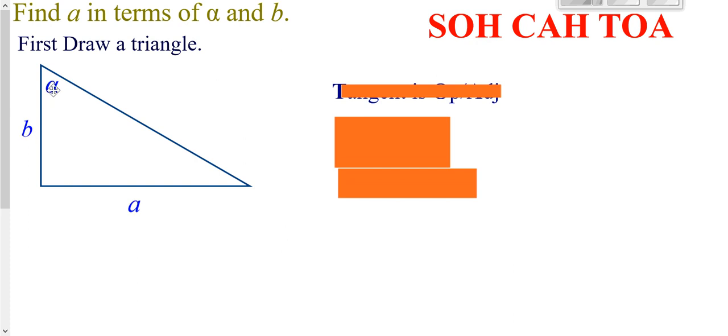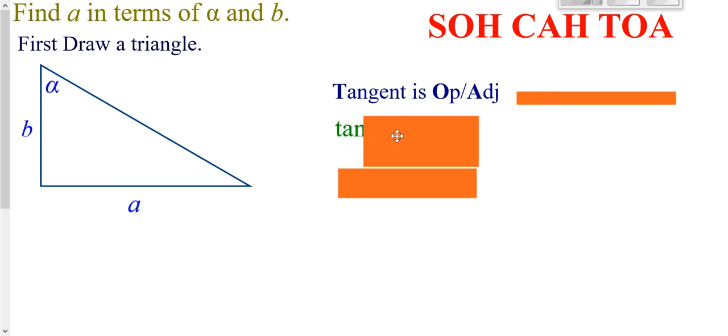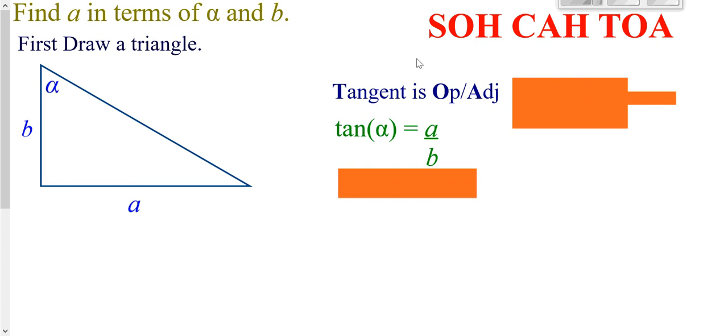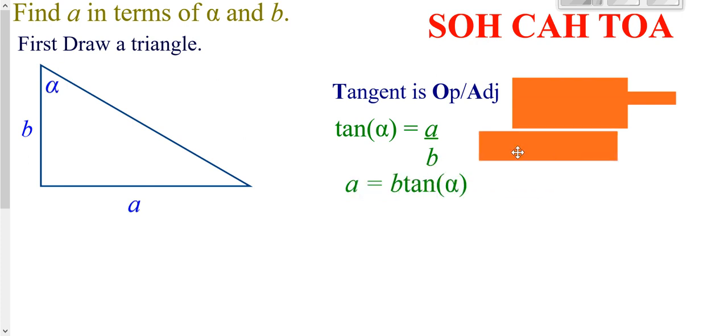So you've got to think, okay, here's my angle, I'm dealing with opposite and adjacent, that's tangent. So I could go tangent of alpha equals my opposite over my adjacent. Now, they want you to find A. So in other words, they want A on one side by itself. Well, to finish getting A by itself, you'd have to get rid of dividing by B. So you get tangent of alpha multiplied by B is what A is.